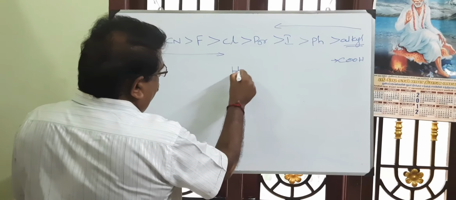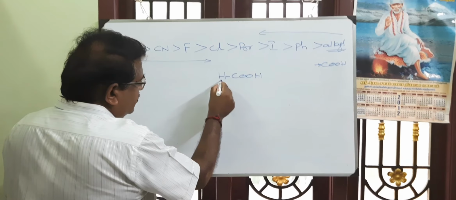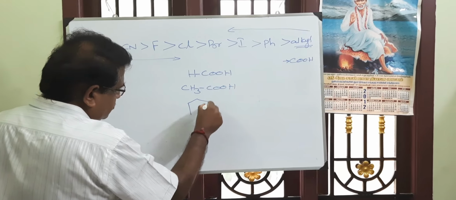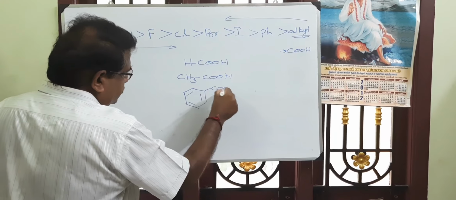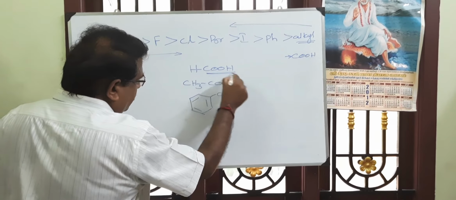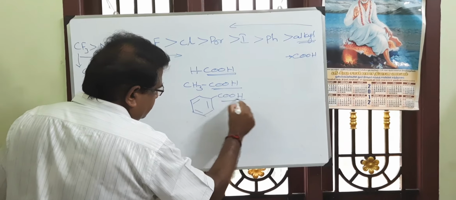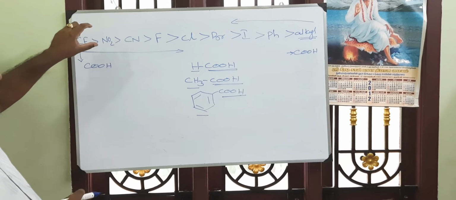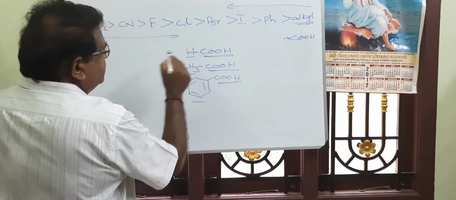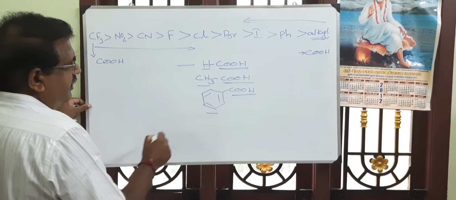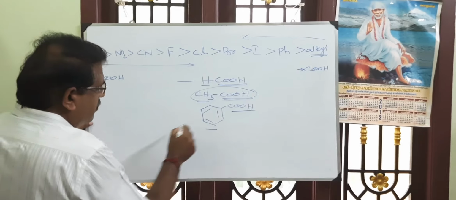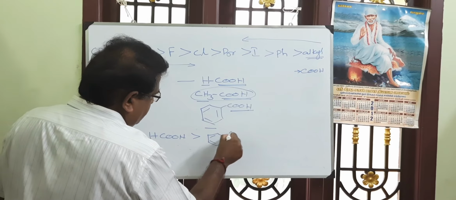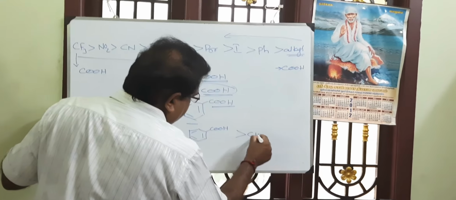Consider formic acid, the simple one, HCOOH. Now instead of H I put CH3, an alkyl group, giving CH3COOH. Now instead of H I put a phenyl group, giving C6H5COOH. In all these three, COOH is common, the carboxylic acid. Here we have H, here we have CH3, here we have phenyl. On the basis of this series, we can easily rationalize that formic acid is the strongest acid of these three, and acetic acid is the weakest. So the order is formic acid is stronger than benzoic acid, which is stronger than acetic acid.